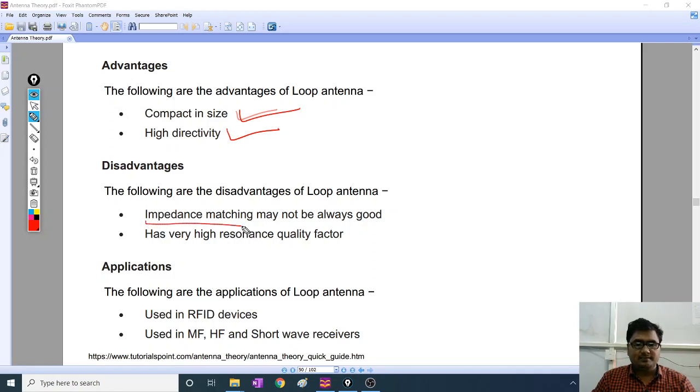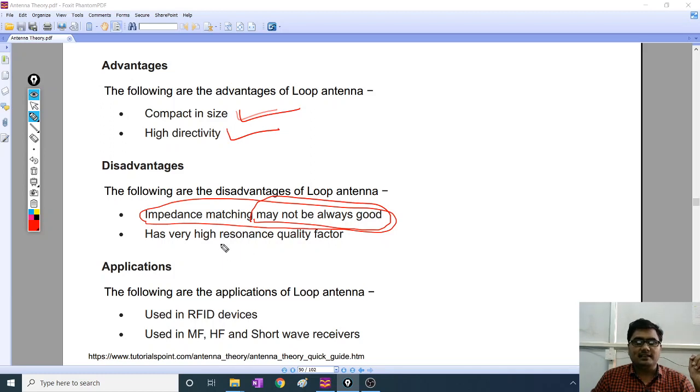First one is impedance matching may not be always good, is it? So it is not definite, it depends on our application, it depends on whether you are matching the antenna or not. So it depends on the conditions, so that's why it is written may not be always good, is it? हर एक टाइम पे अच्छा रहेगा ऐसा कुछ नहीं है.